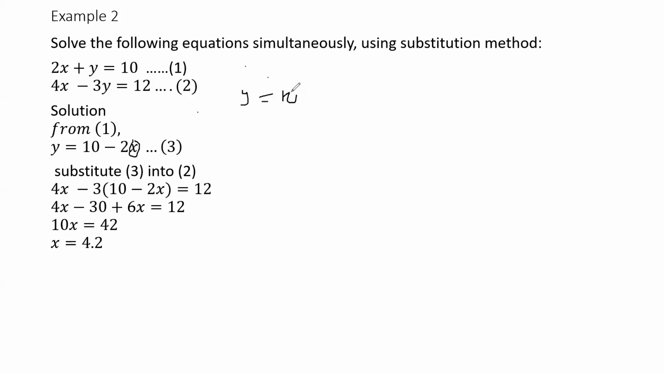So it is 10 minus 2 times 4.2. Calculate that. What are you getting? 8.4. It will be 10 minus 8.4, so subtract it for me. So it will be 1.6. That's for y. So y is equal to 1.6.